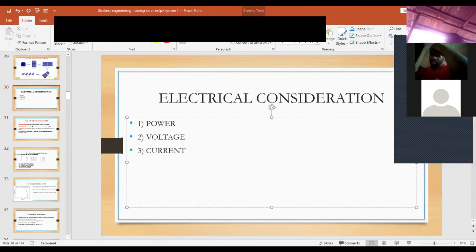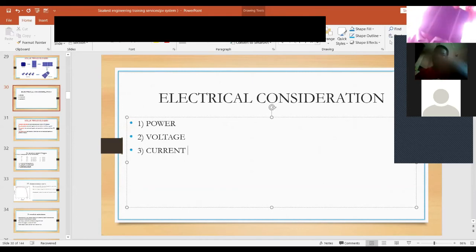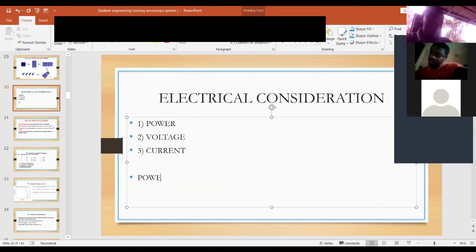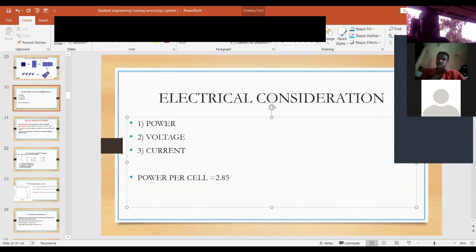If you want to buy a cell online, what they will tell you is the power rating of each cell. You want to order a cell, so they will tell you the power rating for each cell. So for power considerations, you first of all get the power per cell. I have all these things written down. Power per cell, for a given cell, is about 2.85 watts.